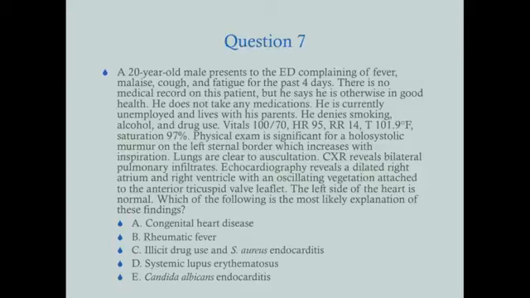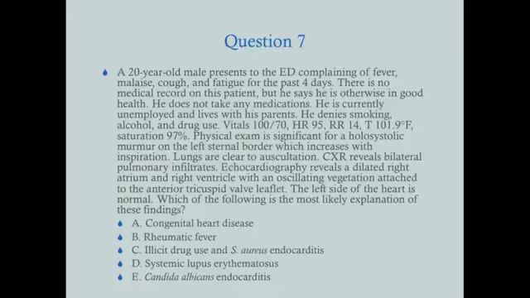Vitals 100/70, heart rate 95, respirations 14, temperature 101.9, saturation 97. Physical exam is significant for a holosystolic murmur on the left sternal border, which increases with inspiration. Lungs are clear to auscultation. Chest x-ray reveals bilateral pulmonary infiltrates. Echocardiogram reveals a dilated right atrium and right ventricle with an oscillating vegetation attached to the anterior tricuspid valve leaflet. The left side of the heart is normal.